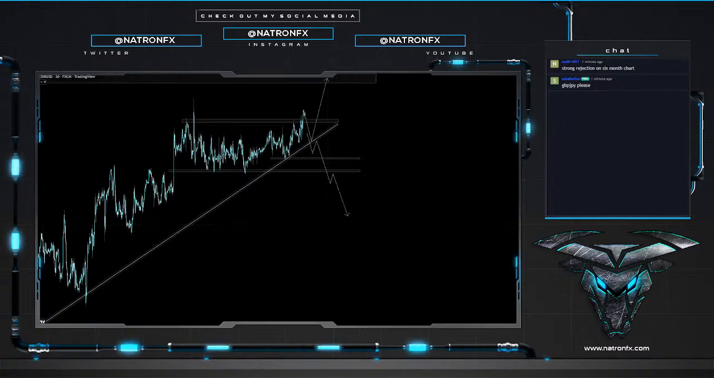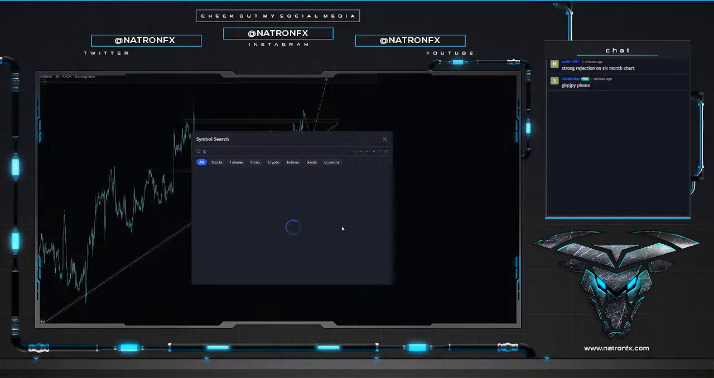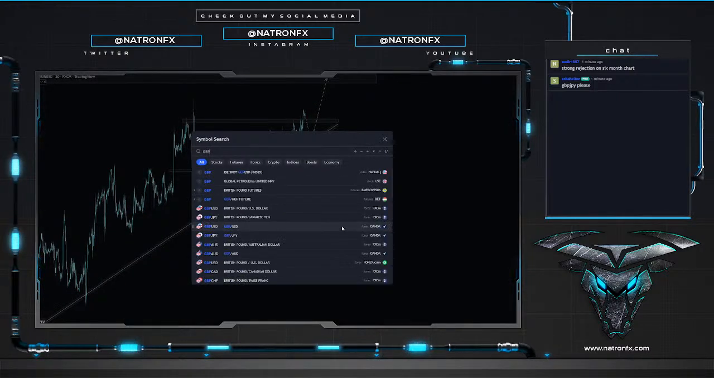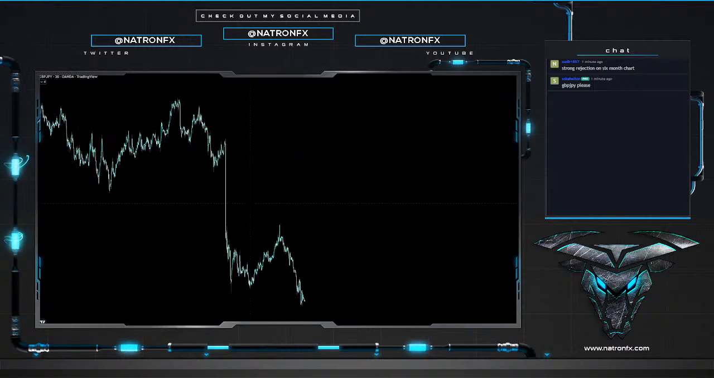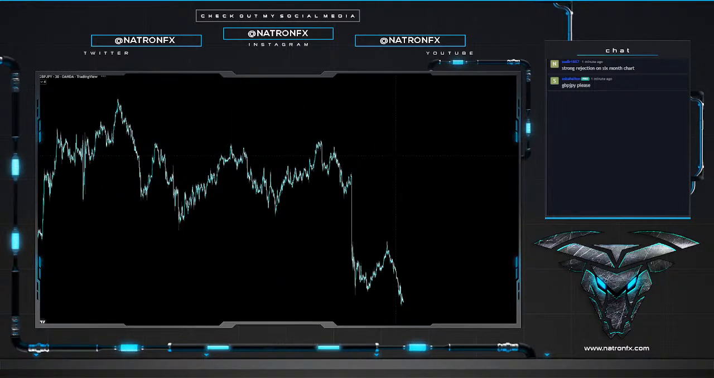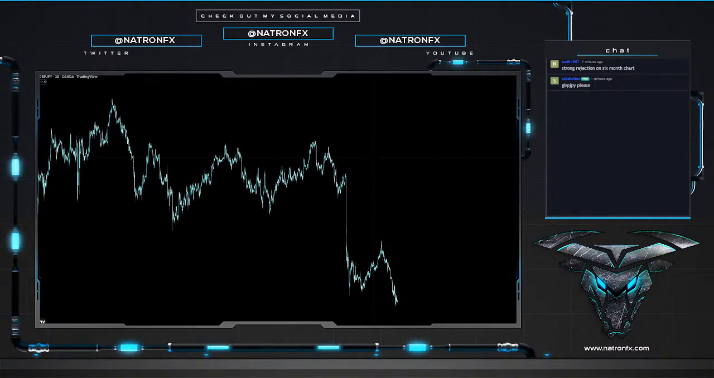All right, let's see. You said pound JPY. All right, here we go. So this is kind of the same movements as the Aussie JPY and the New Zealand JPY. Just a lot of these moves recently are from the JPY strength.